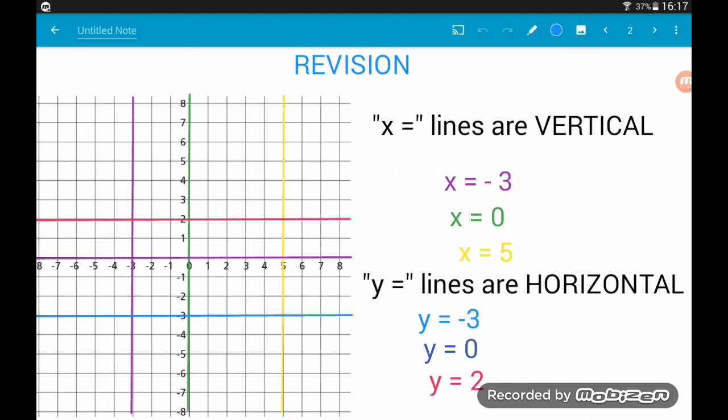And then conversely, y equals lines are always horizontal. In blue, we've got y equals minus 3. Then in purple, we've got y equals 0. And finally in red, we've got y is equal to 2. So make sure you're happy with plotting lines like that first, because we're going to be doing that a lot in this video.